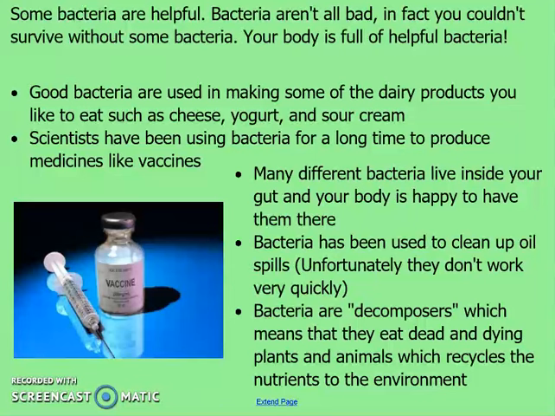And bacteria are also decomposers, which we'll talk more about in our ecology unit, but this means that they're going to eat those dead and dying organisms, plants and animals out in the environment, and recycle those nutrients to the environment instead of just leaving them around. So there are a lot of very helpful bacteria that are out there, which is important to keep in mind because usually we hear about the negative ones that cause all these horrible diseases and infections.